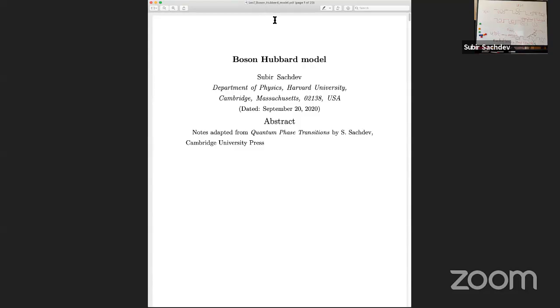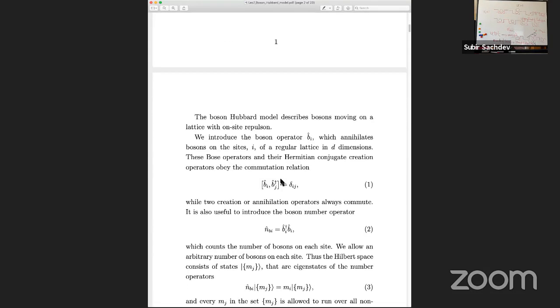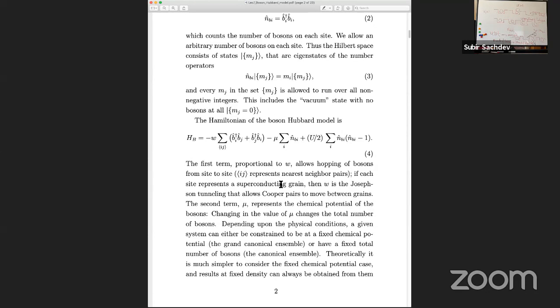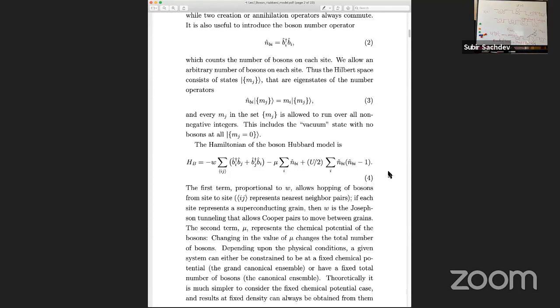So there are notes here on the Bose-Hubbard model from my book. I've extracted them, and we're going to just go through these notes next time. So here's the model that I've been qualitatively describing so far.